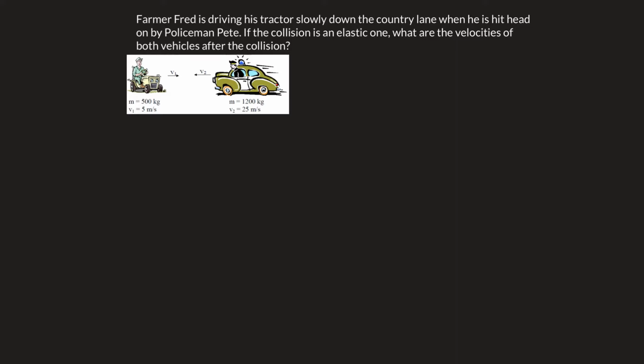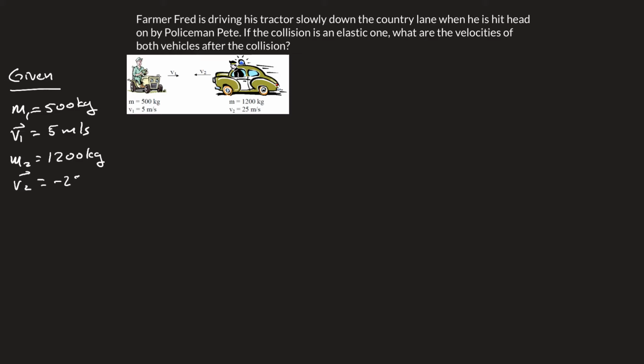So if we write out what we know, so that we have our givens listed, we have what we're going to call M1. That's going to be Farmer Fred at 500 kilograms. He's got a V1 of 5 meters per second. And then we have M2, which is 1200 kilograms, and we have V2 at negative 25 meters per second. Of course it has to be negative here because it's going in the opposite direction. I'm defining moving to the right in my picture as positive and moving to the left as negative.